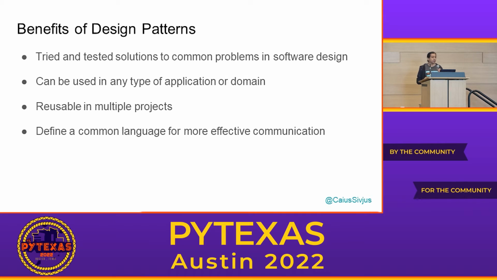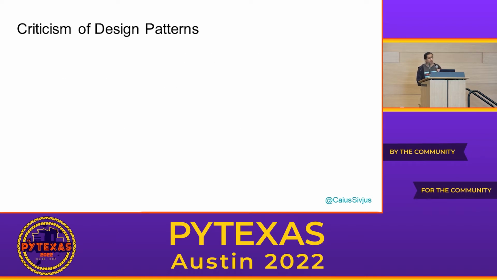And this is really, really important. Once we have a shared vocabulary, we can communicate with other developers. A common language elevates the way we talk about architecture. We can focus on higher level abstractions versus focusing on low level details.